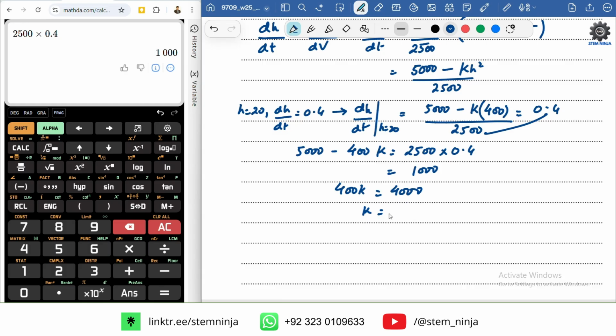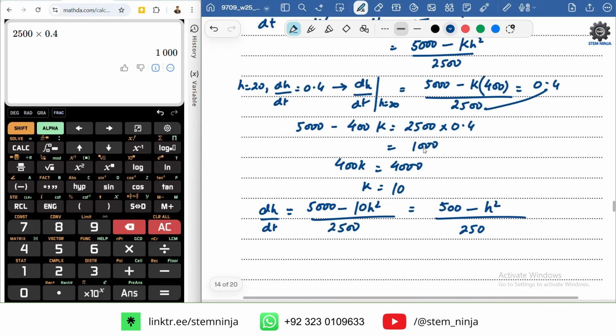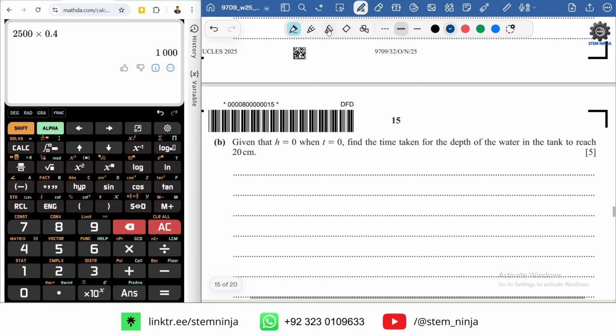So k is 10. Therefore, dh over dt is 5000 minus 10h squared over 2500. So you can see that 10 is a common factor, so this can be factorized into 500 minus h squared over 250. That's it. That's all we had to show. Given that when t is equal to 0, h is equal to 0, find the time taken for the depth of the water in the tank to reach 20 centimeter.